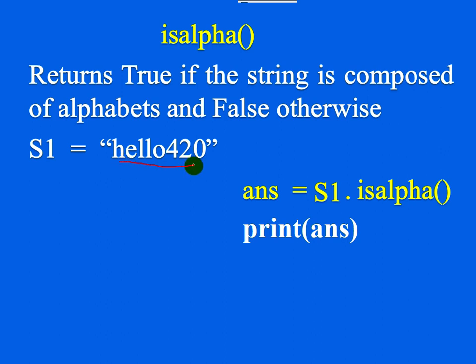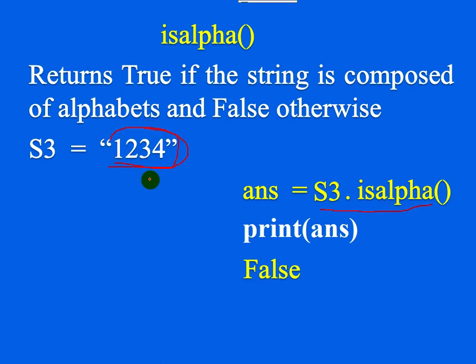s1 equals hello 420. What is the answer returned? 420 is not an alphabet, isn't it? So the string is not completely composed of alphabets. So the answer returned is false. If I write s2 equal to python, and if I write s2 dot isalpha, what answer does the function return? The function returns true, because this is completely composed of alphabets, only alphabets. Again, if I write s3 equals string 1 2 3 4, and if I write s3 dot isalpha, the answer returned is false, because no alphabets are there, isn't it?